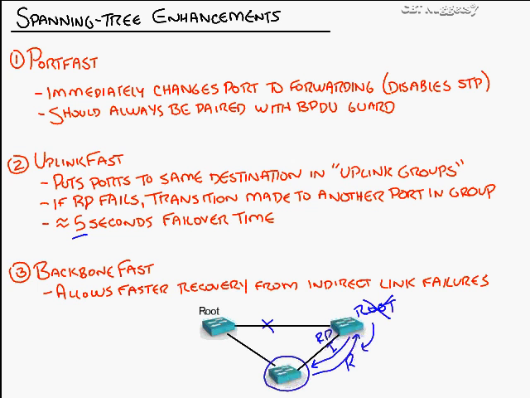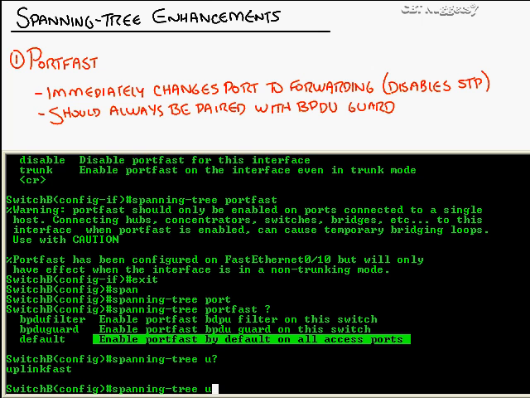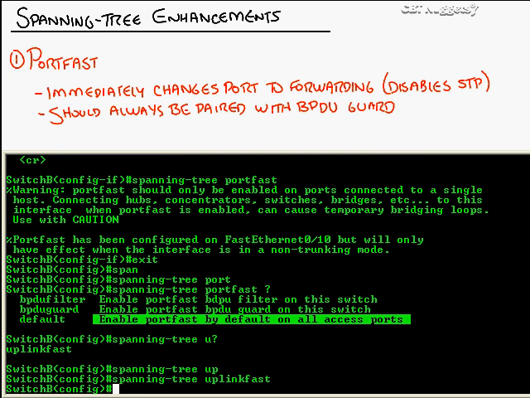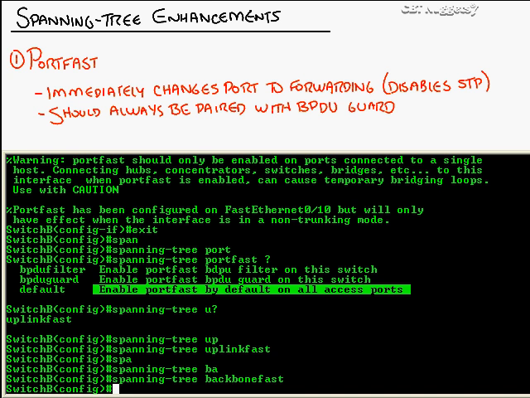Now, to configure these, it's very simple. All we need to do is just one command. If you want to do uplink fast, you just type in spanning-tree uplinkfast. If you want to do backbone fast and enable that, you just type in spanning-tree backbonefast. That's all there is to the configuration. But do remember, these are Cisco proprietary enhancements to the spanning tree protocol.